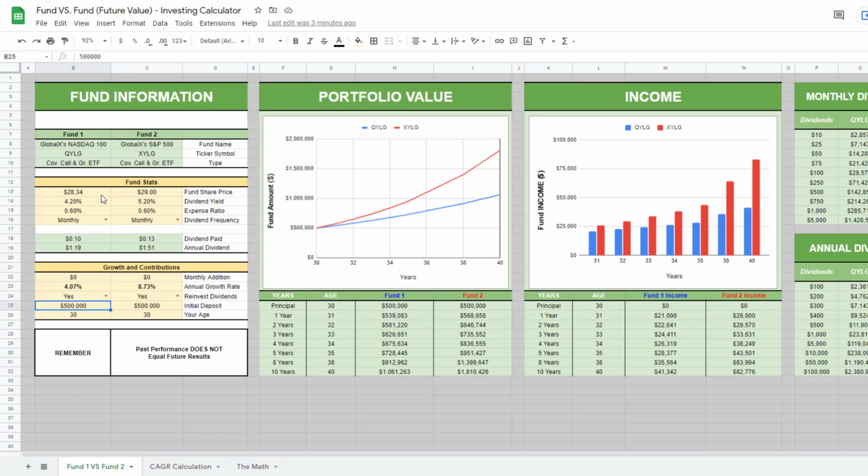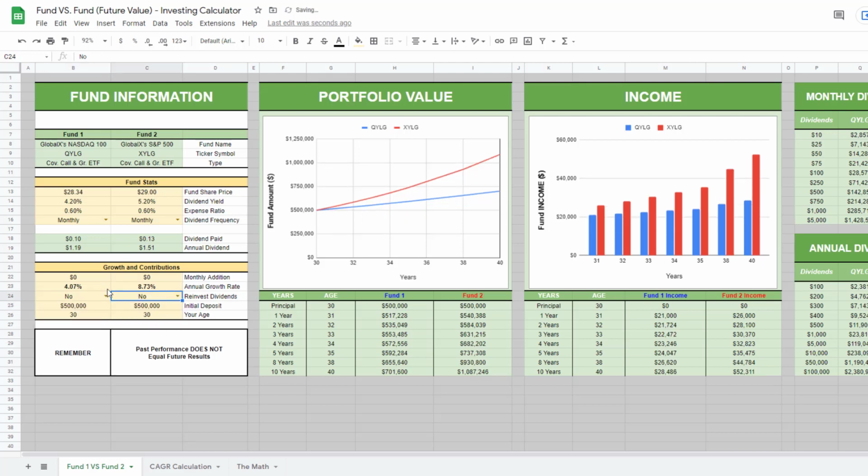This calculator takes into account the fund share price, the dividend yield, the expense ratio, and their current values. I can also play around with a few of the growth and contribution items, such as monthly addition, their CAGR or annual growth rate, and whether I would like to reinvest dividends or not. How's that going to look over the course of 10 years?